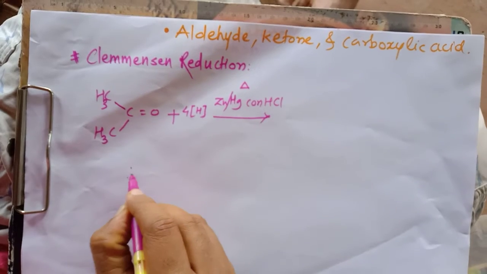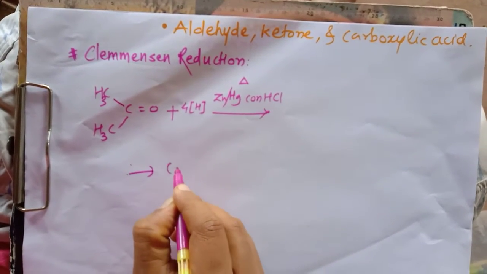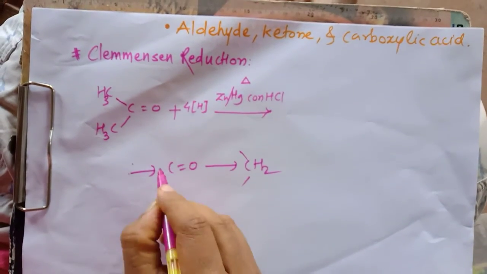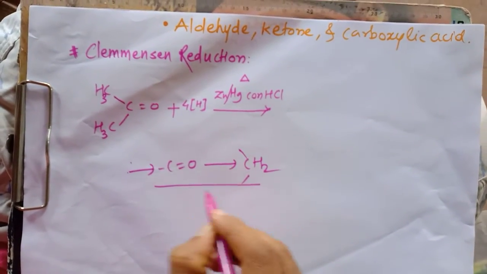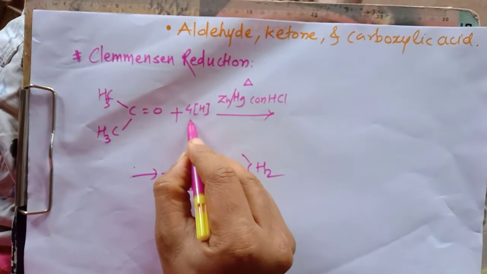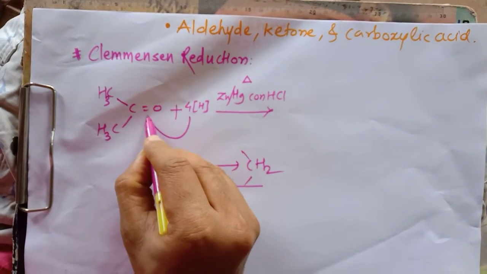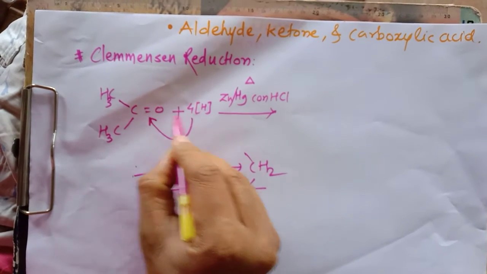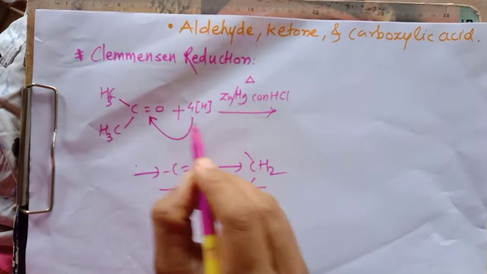That is the CH2 group. C double bond O is directly converted into a CH2 group. This is actually the heart of this reaction. What happens in this reaction? 2 hydrogens get added to this carbon atom. There are 2 different valencies, and these valencies will be occupied by these 2 hydrogen atoms.